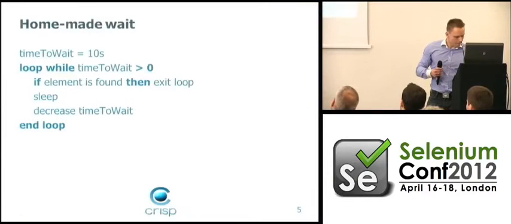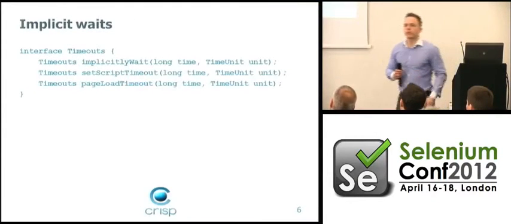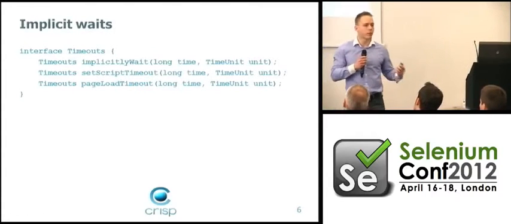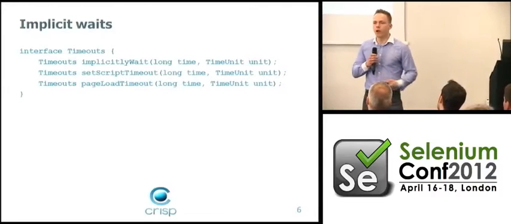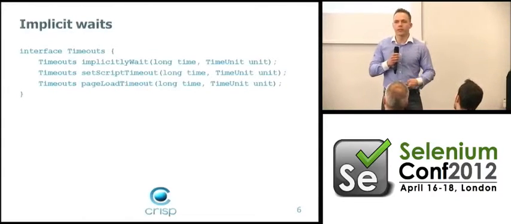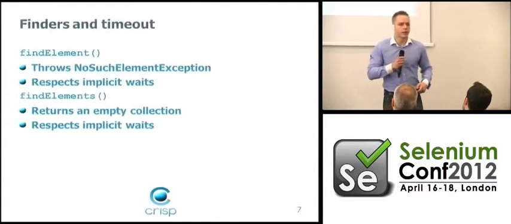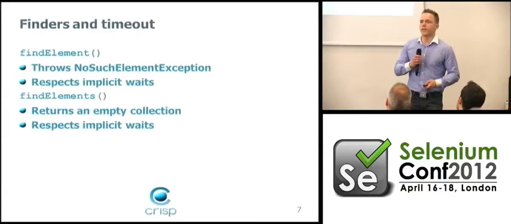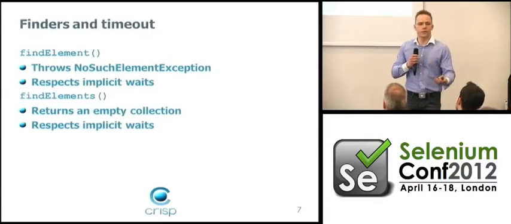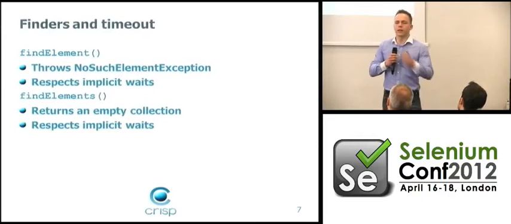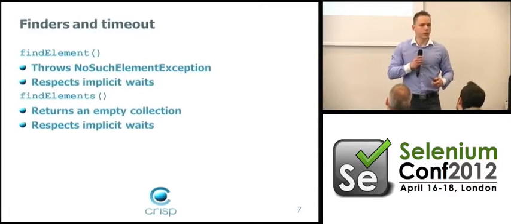Now, implicit waits, we heard about that one being added quite recently. I'm not tracking WebDriver development that well, so I don't really know how recently it's been added, but basically implicit waits are helping you by going for these guys. We have some very basic finders in WebDriver, just finding elements. They help us find elements. And these two guys will respect the implicit wait.